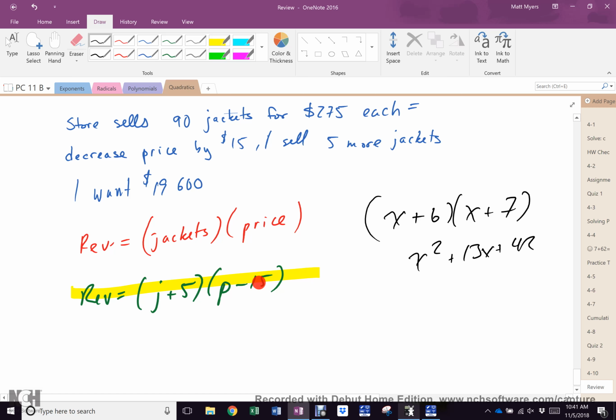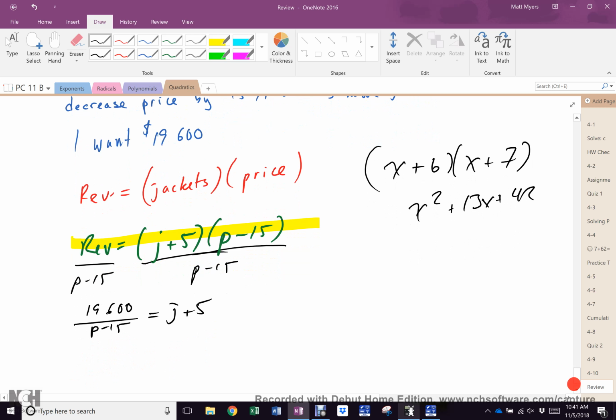I'm going to move the whole equation around. Okay, so how would I do that? Okay, so I would divide out P minus 15. Where else? On the other side? Well, what does this need to say now? What am I shooting for in revenue? What did I want to make? All right, so now we're talking. P minus 15 equals J plus 5, right? Now what?